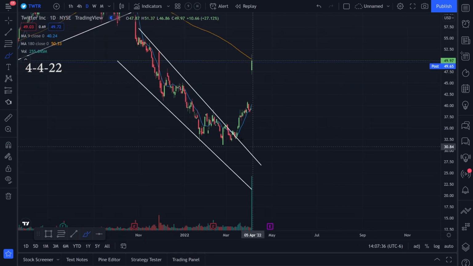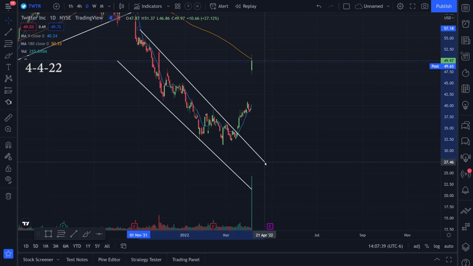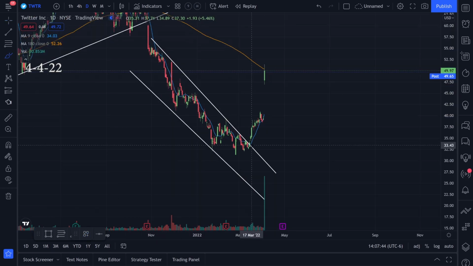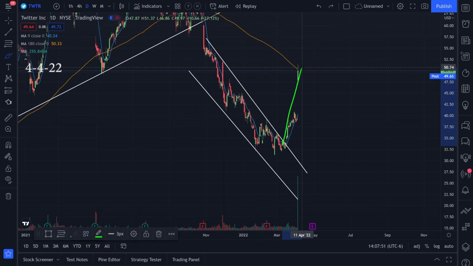I'm not invested in Twitter. I'm just kind of looking at it for fun. But in general, this can kind of help you learn some of the strategies that I use. So we broke this going to the upside. I think this was a bullish signal. After that, it's been running pretty good.